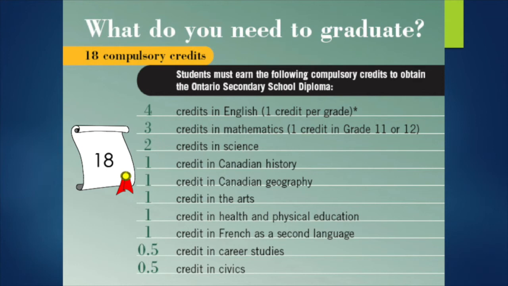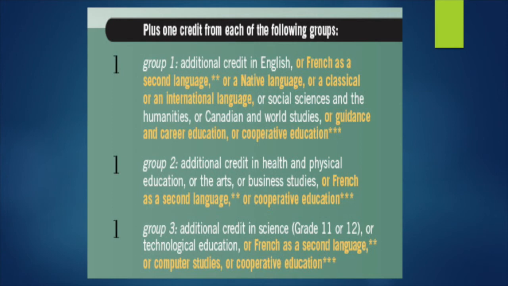You would have completed that in grade 9. History is next year in grade 10. 1 credit in the arts. You heard all of the art selections that you have a choice for in your electives. 1 credit in physical education and health, 1 credit in French, so most students would have completed that in grade 9, and then the half credits in career and civics. As well, you would be selecting 1 compulsory credit from each of the group 1, 2, and 3 credits.